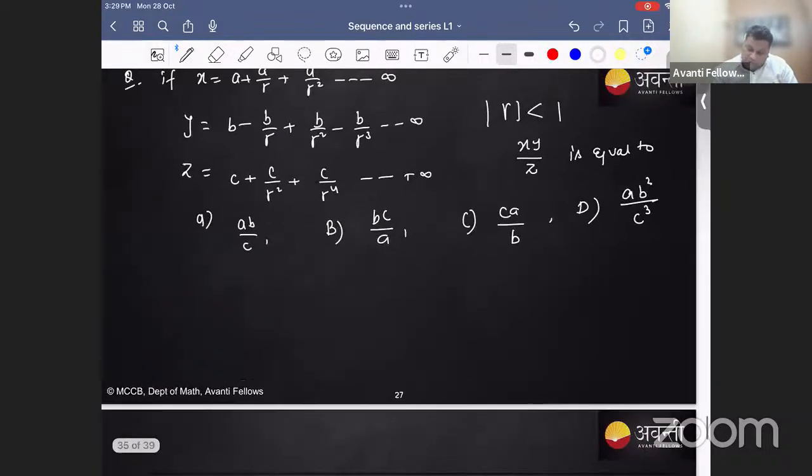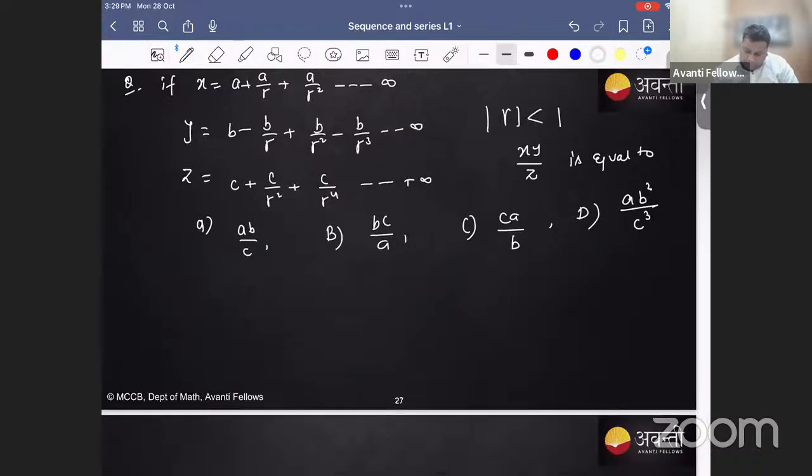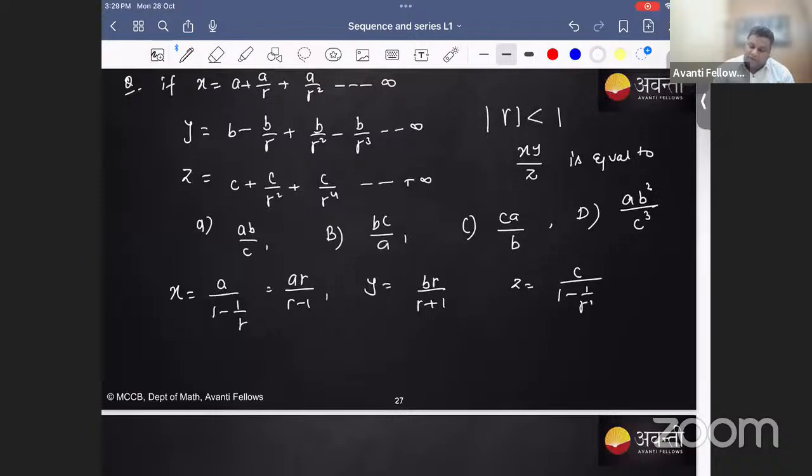Now see, X is what? X will be A upon 1 minus, now common ratio is 1 by R, so it is AR upon R minus 1. Y will be BR upon R plus 1. If you calculate, it will be BR upon R plus 1. And Z will be C upon 1 minus 1 by R square. Got it?